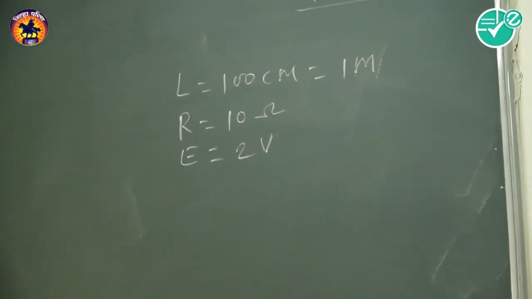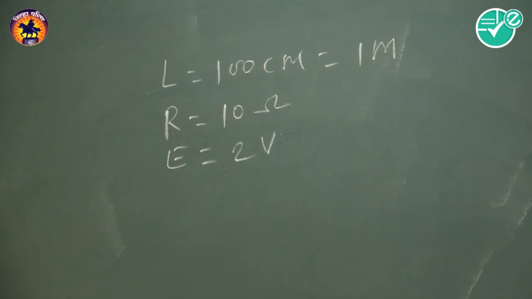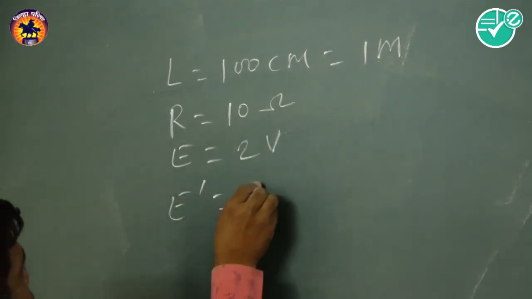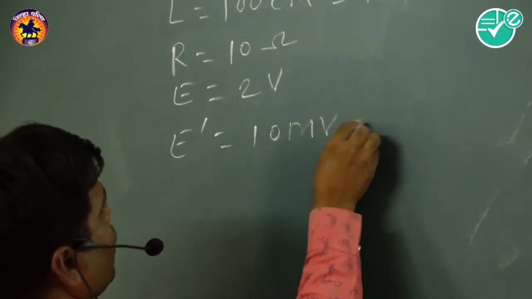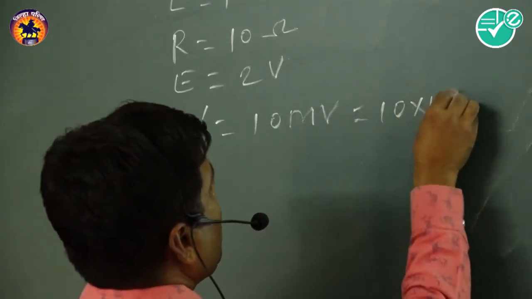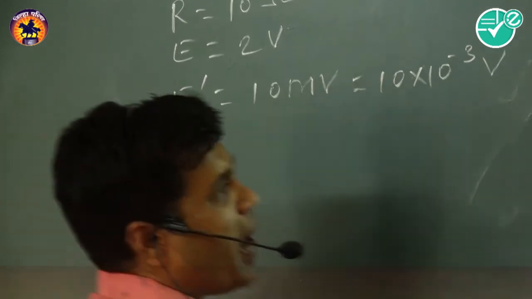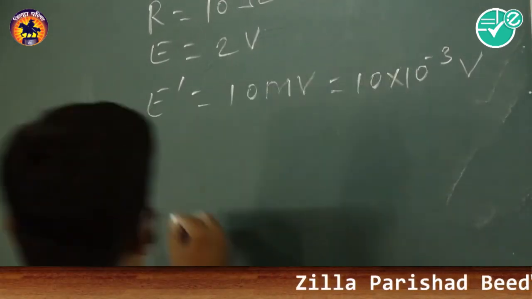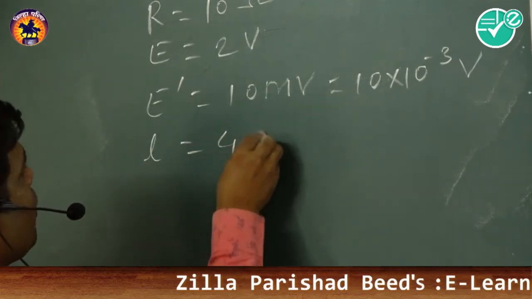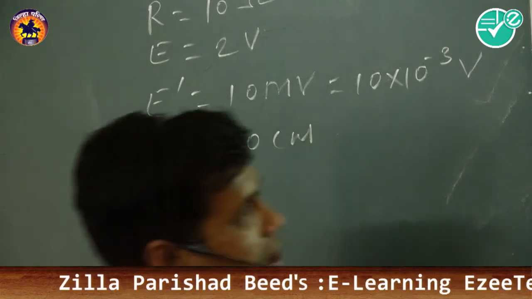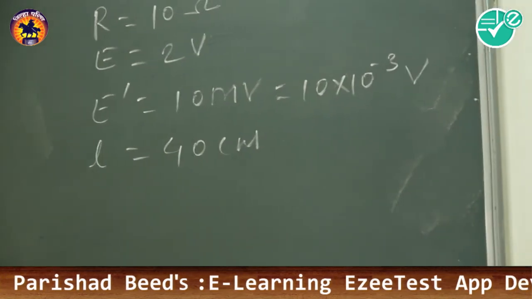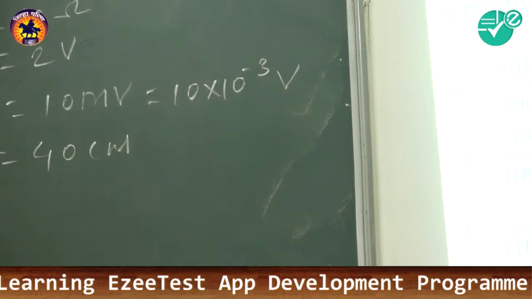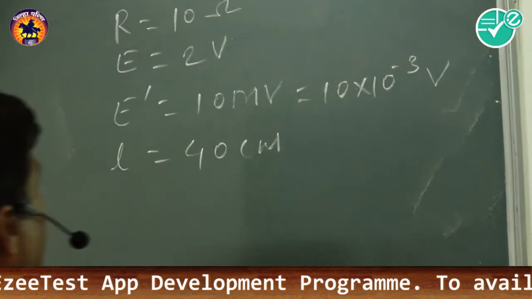A source of EMF E dash, that is 10 millivolt, which is 10 into 10 to the power minus 3 volt, is balanced against a balancing length L equal to 40 centimeter. Then for 40 centimeter of the potentiometer wire, we have to calculate the value of the external resistance.